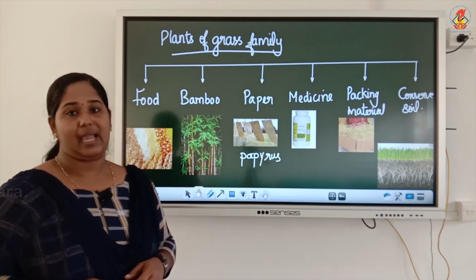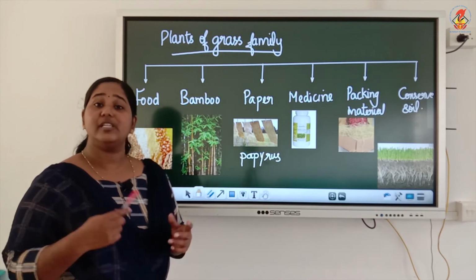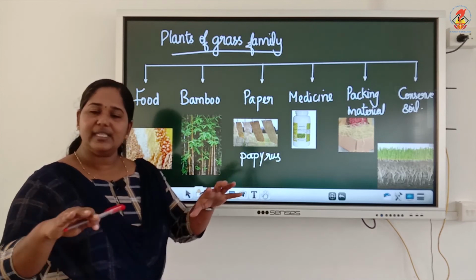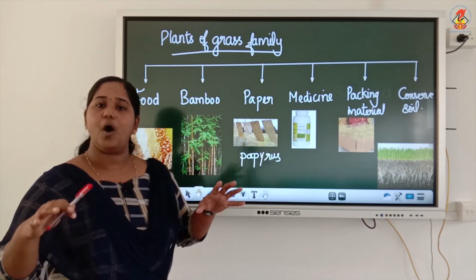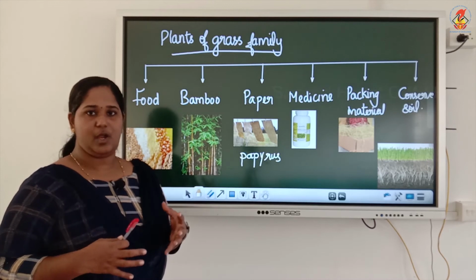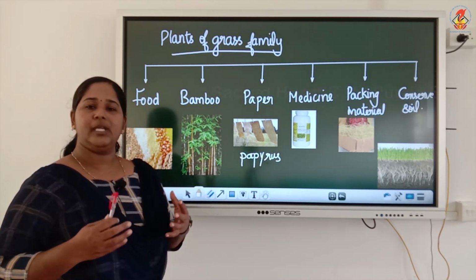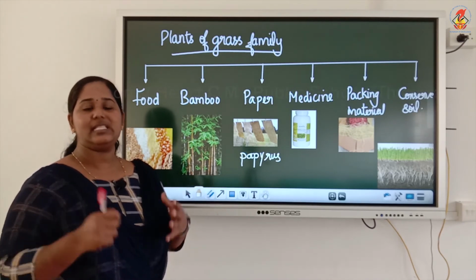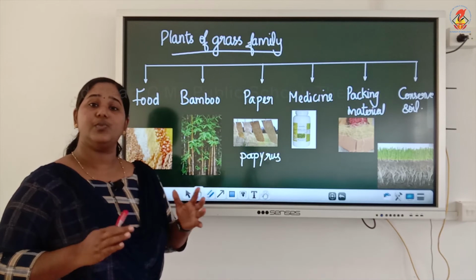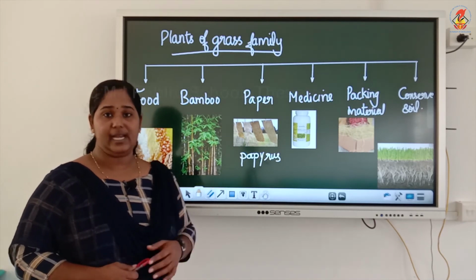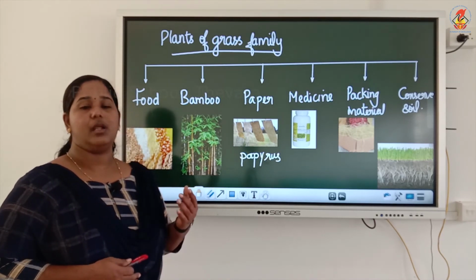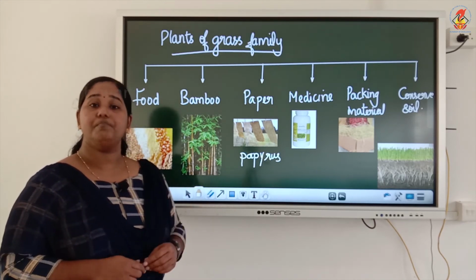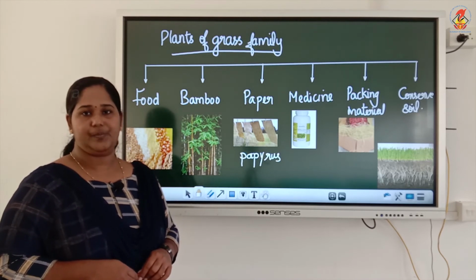Grass is used as a packing material, especially to pack fragile items. That means items which break very fast. We just fill that box that is shown in the picture with dry grass, not normal grass. It is dried grass that is used to fill in the box, so that things will not break, especially fragile items like glass pieces or any other showcase pieces. So that is also a best way to make use of plants of grass family.